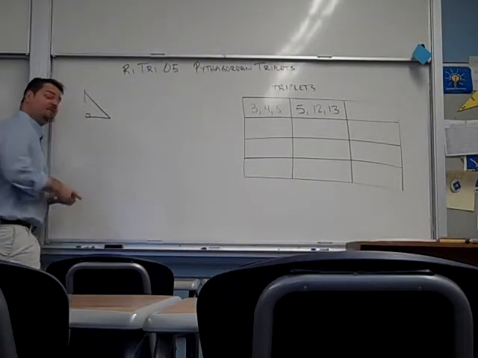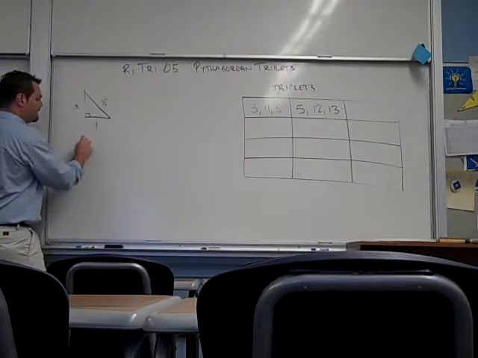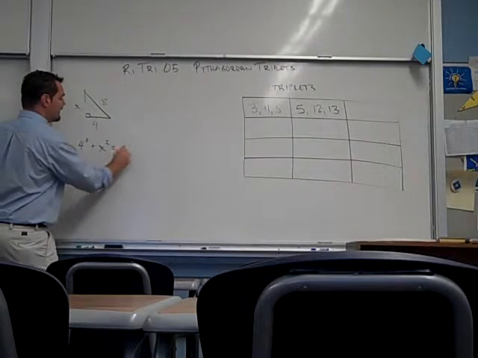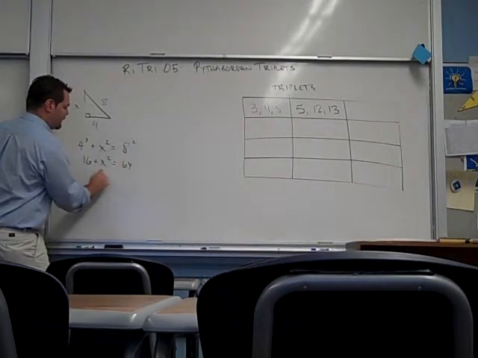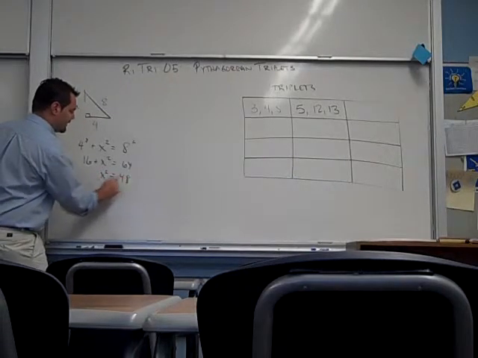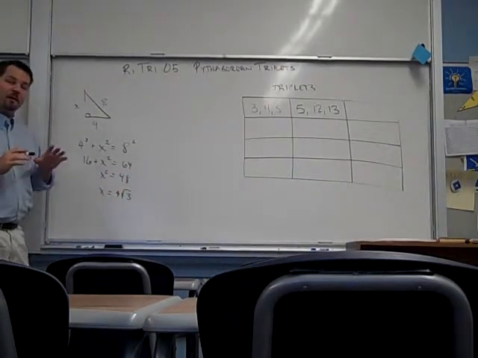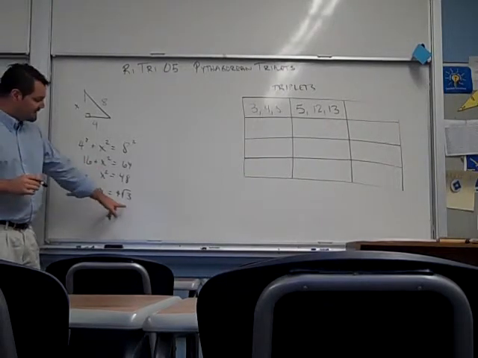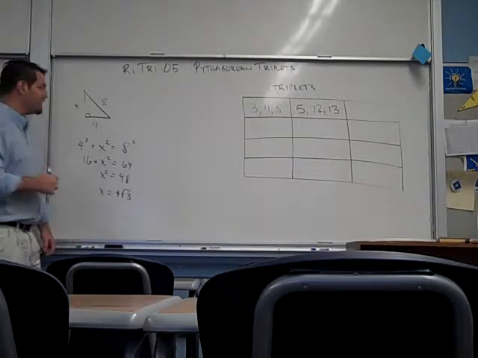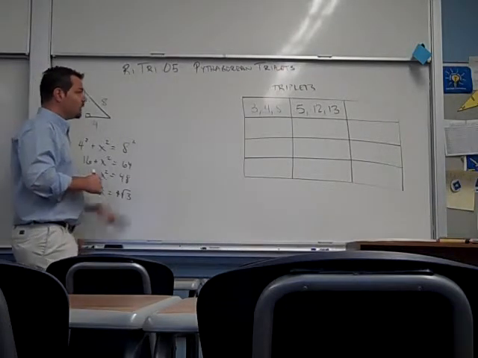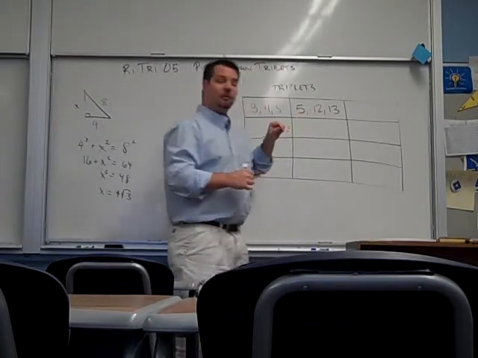answers. Now, we will find some crazy radical answers when we get to these later in the unit. We'll discover that 4 squared plus x squared is equal to 8 squared. 16 plus x squared is equal to 64. X squared equals 48. X is equal to 4 root 3. That's actually a really important one. It's not a Pythagorean triplet because this is not a whole number. It has a radical attached to it. It's an irrational number. So far we've discovered 2 sets of Pythagorean triplets, 3, 4, 5, and 5, 12, 13.